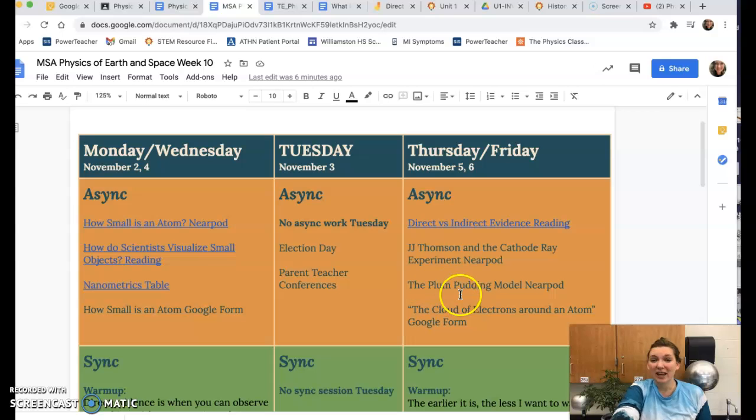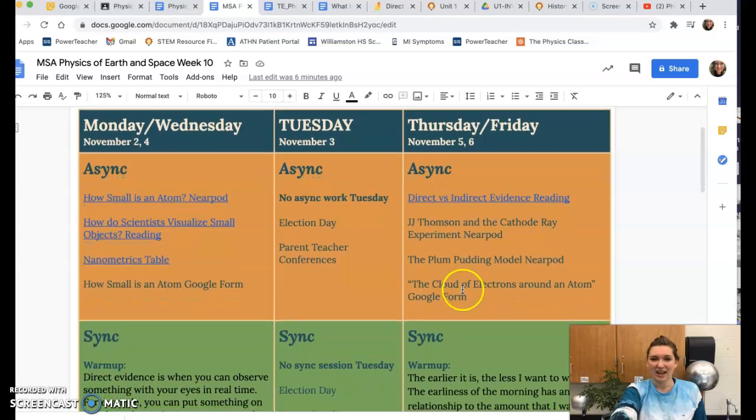So then on Thursday and Friday, we're going to move on to the next model of the atom, starting off with the simple model, which is just kind of like a sphere, then moving on to this model that has some charges in it. And how did we figure out about the charges in the atom? And what do we think that they looked like at first? So we're going to look at that.